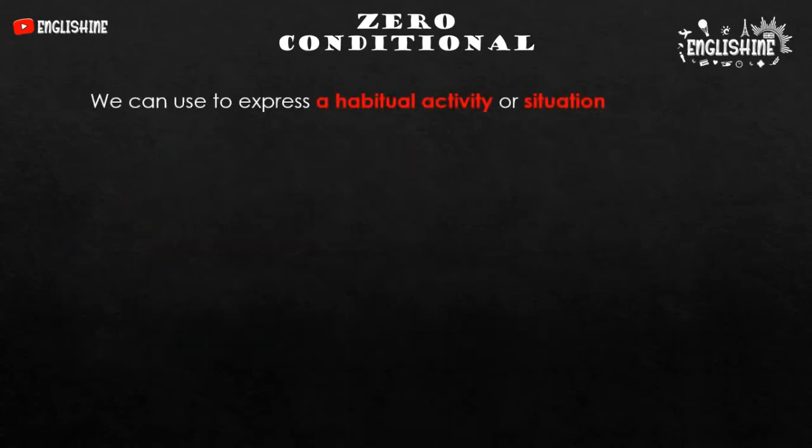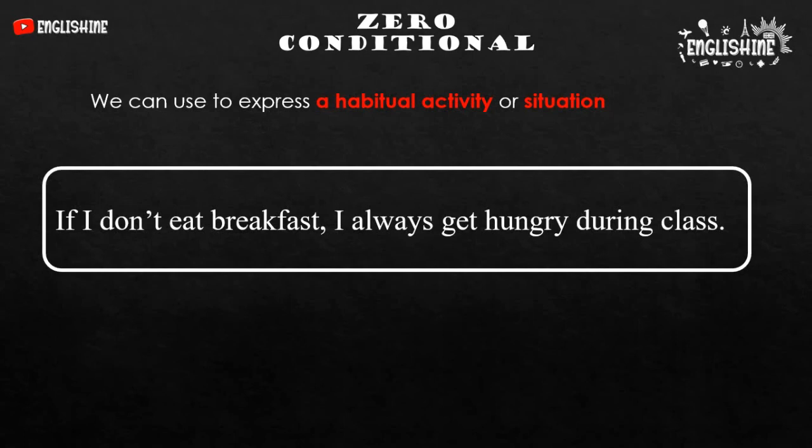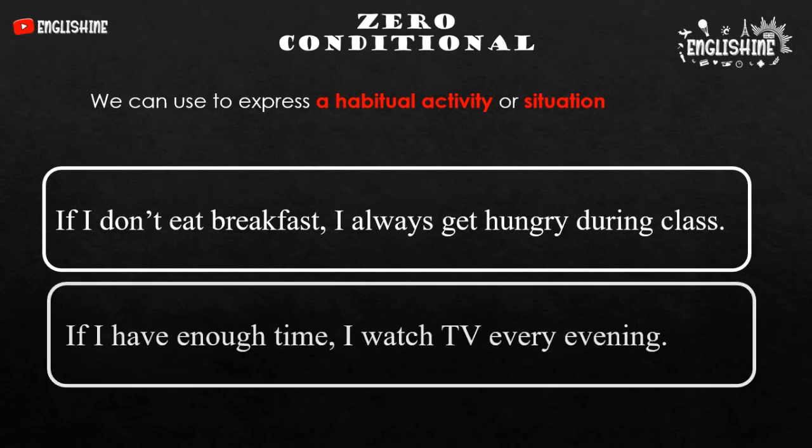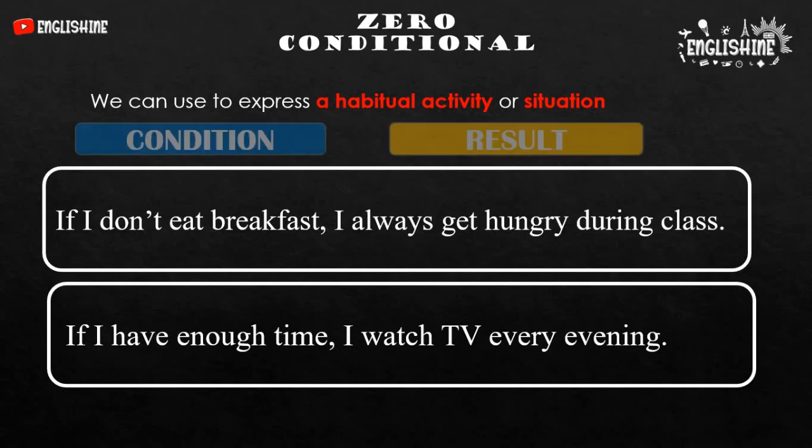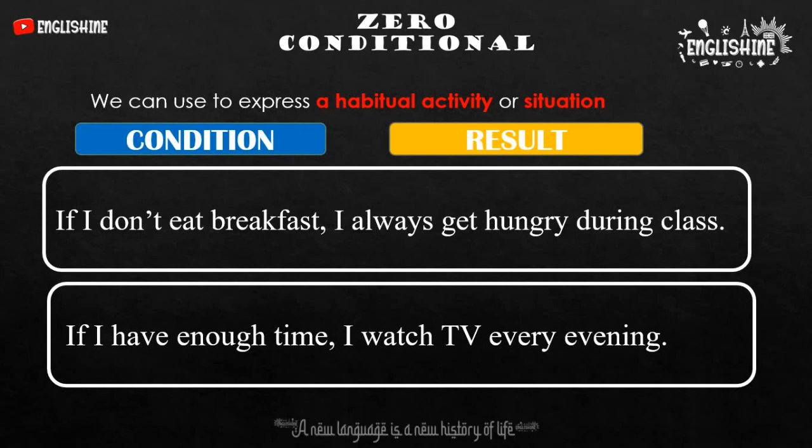We can use it to express habitual activity or situation. It means repeated action in daily life. If I don't eat breakfast, I always get hungry during class. If I have enough time, I watch TV every evening. Remember, the if clause is a condition and the main clause is the result. Those are activities that we often do on a daily basis.